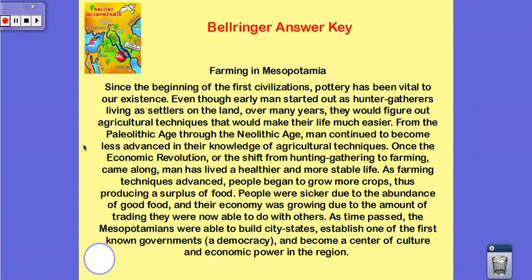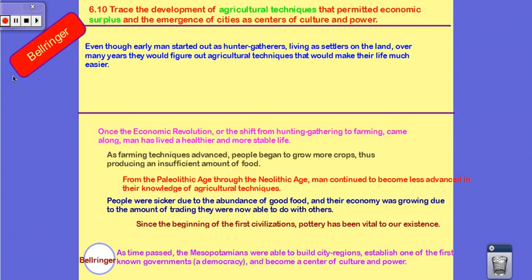So I hope that you have this in your spiral so that you can go back and look at the errors and where they were and what they were. You do need to know this standard. This is still about agricultural techniques, what it would have looked like in Sumer, and how city-states emerged due to the development of these things because of the economic surplus that it caused.